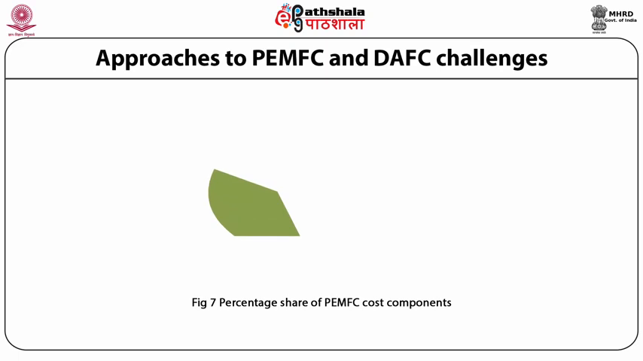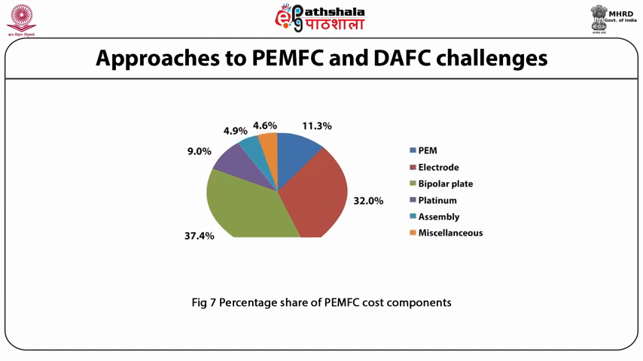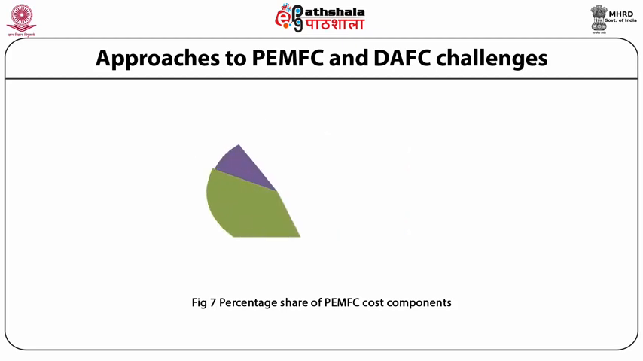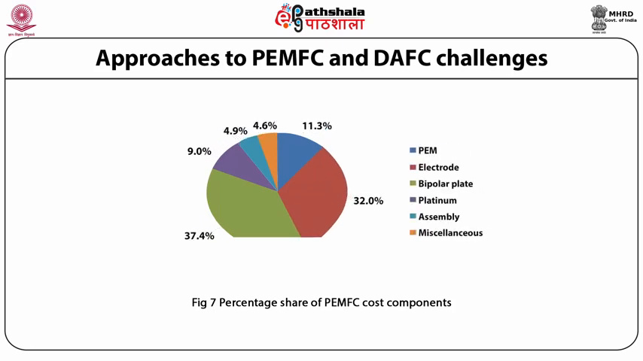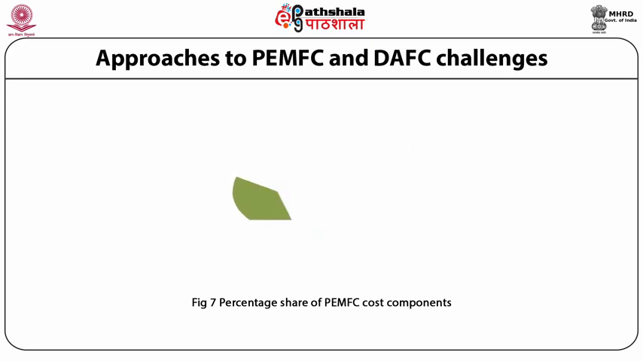Now here on the screen you can see the percentage share of PEMFC cost components. 11.3% is PEM, 32% is electrode, 37.4% is bipolar plate, 9% is platinum, 4.9% is assembly, and 4.6% is miscellaneous.